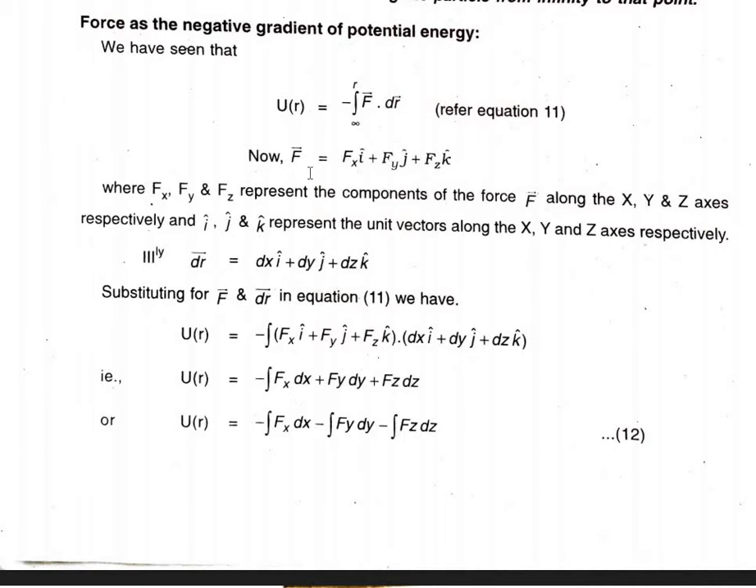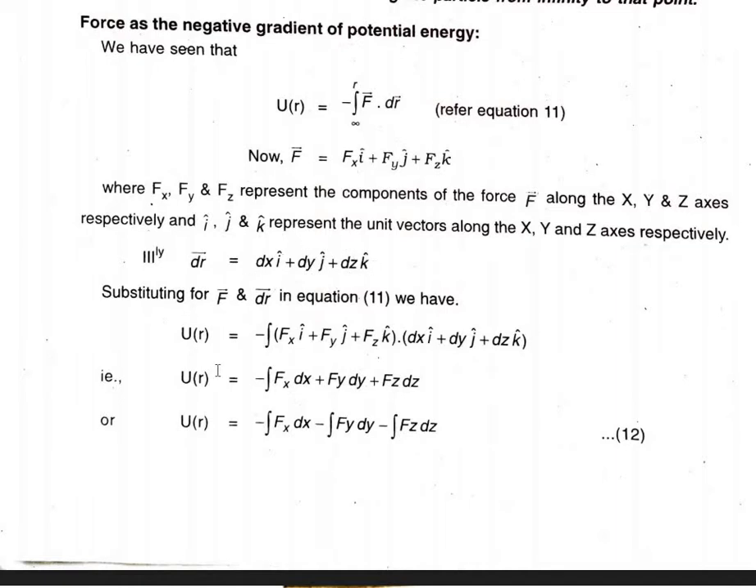Force is a vector and it can be written as F equals Fx i plus Fy j plus Fz k, where Fx, Fy, Fz represent the components of force F along the x, y and z axes, and i is the unit vector along the x-axis, j is the unit vector along the y-axis and k is the unit vector along the z-axis. Then the small displacement dr can be written as dx i plus dy j plus dz k, because displacement is again a vector quantity.